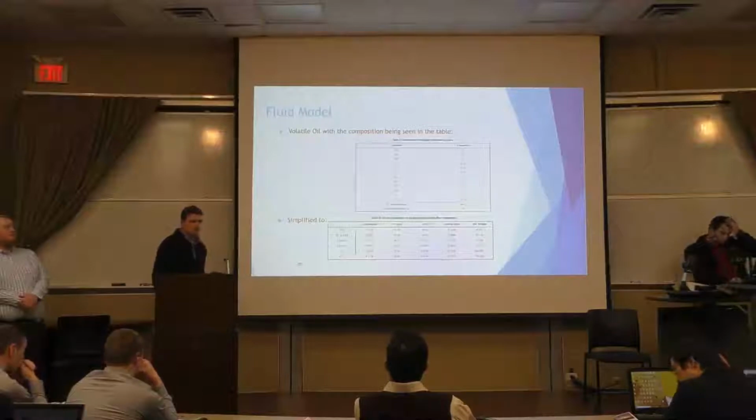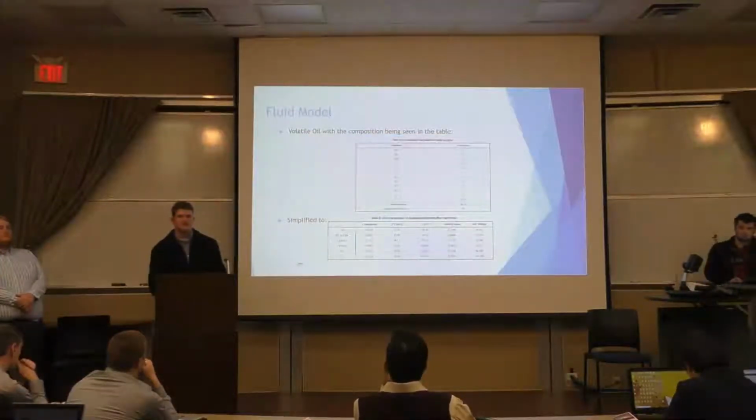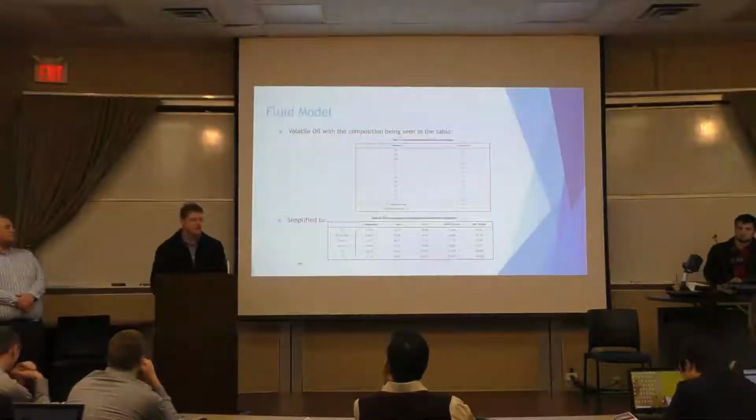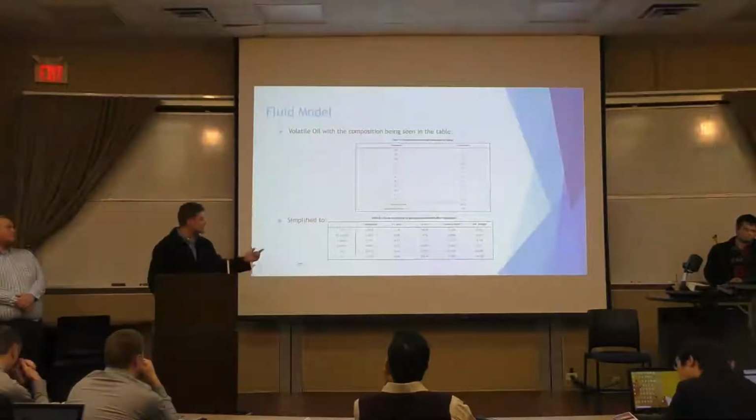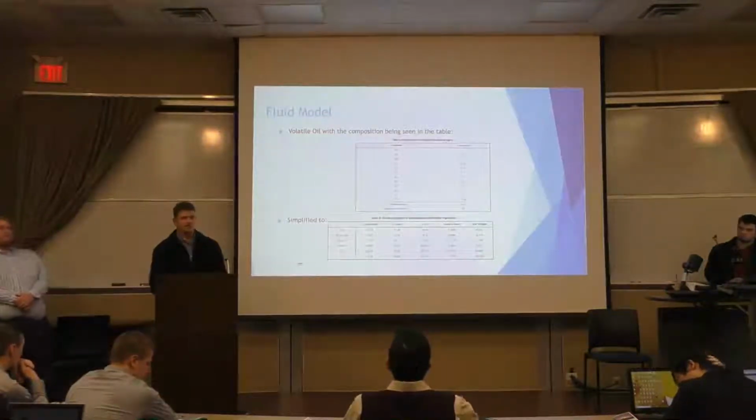In the reservoir, they decided to use volatile oil because that was most commonly found in the shale of the Eagle Ford Reservoir, and they simplified down the basic components, with N2 to CH4 being about 63% of the fluid that was still in it.